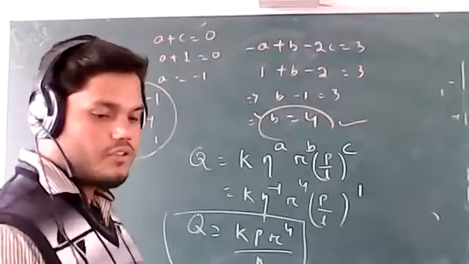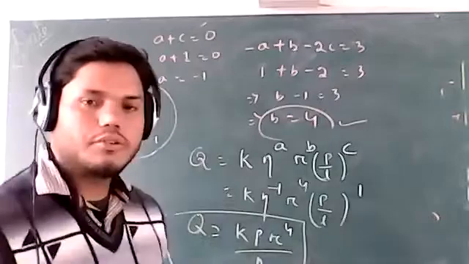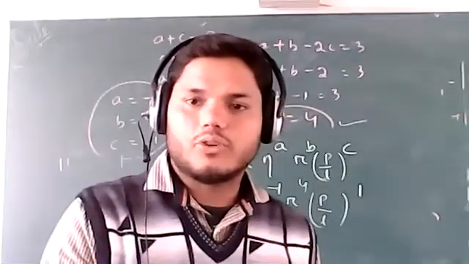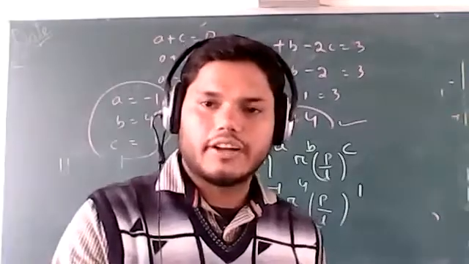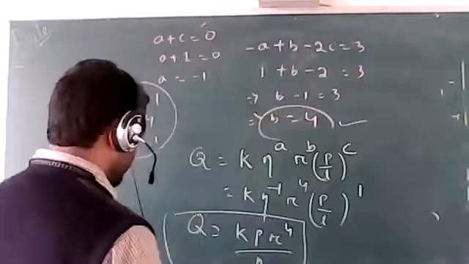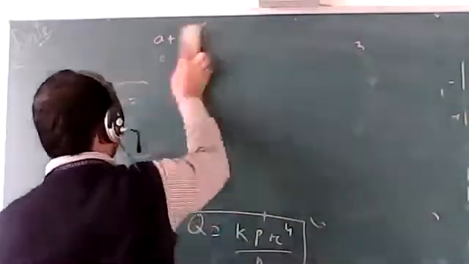This is the value of Poiseuille's formula. We can write it as the volume of the liquid passing per second. Per second, how much volume of the liquid is passing, you can find out from this particular formula.